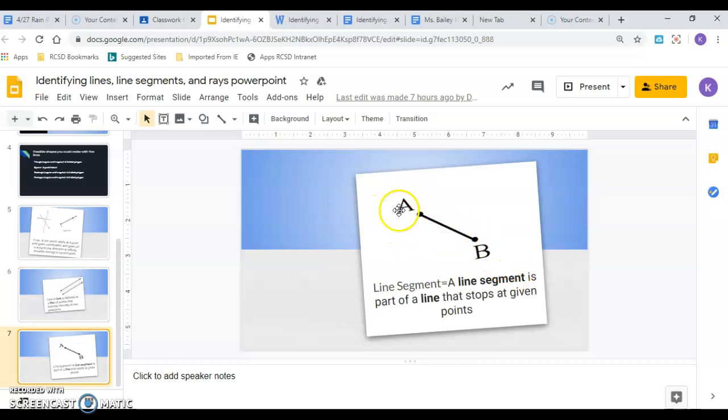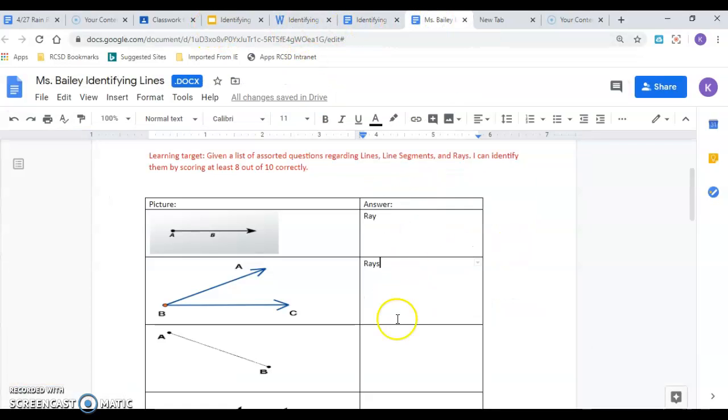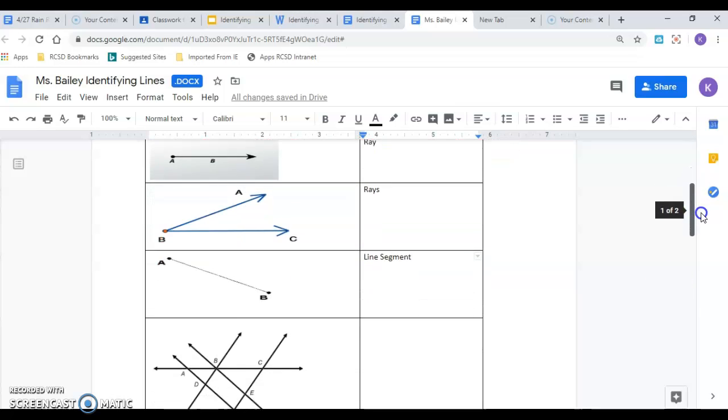A line segment has two points and it stops. It stops at the points. It doesn't go on. Then I have to come back to the one with my name in it that I made. This is a line segment. Okay, so then you were going to go through.